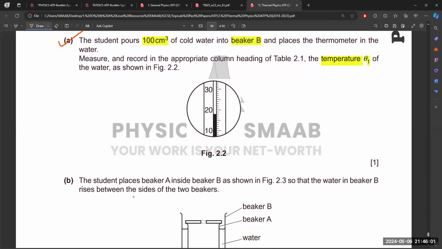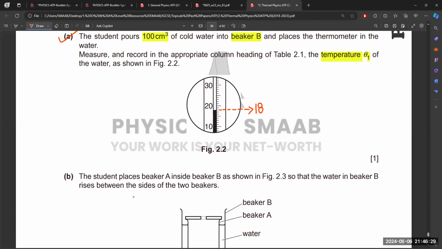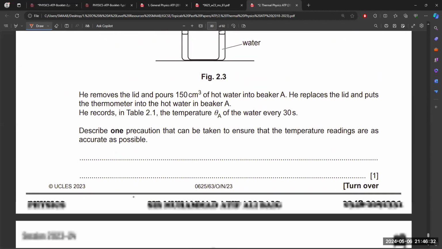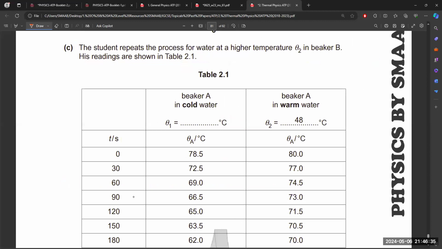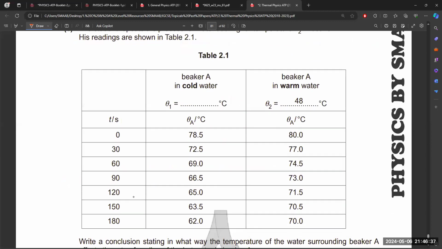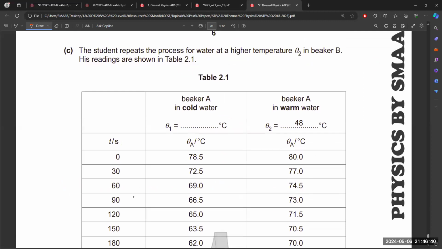In the figure you can see there is a reading, and what is the actual reading in the diagram? This is 15, 16, 17, 18. Right? This is 18 because there are 10 divisions between 10 and 20, so one division is equal to 1: 10, 11, 12, 13, 14, 15, 16, 17, and 18. So we have to put this value in table 2.1, which is over here. Okay, 18.